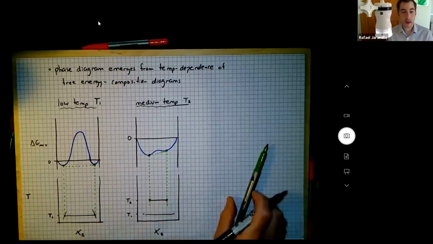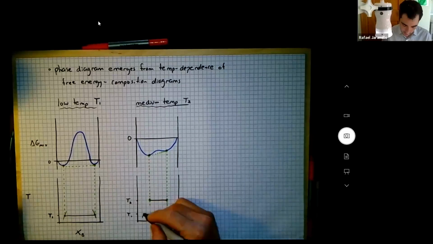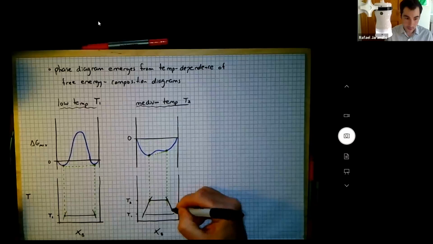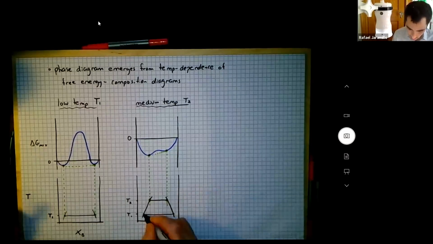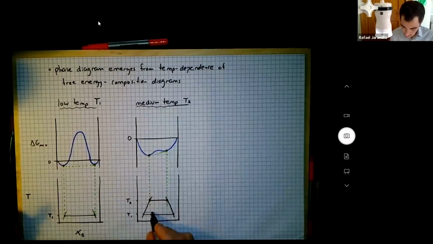And now I'm only drawing discrete points of temperature, but you can imagine this sort of now starts to define a family of tie lines. So I've shown you how the tie lines at T1 and T2 emerge, but you can imagine that as I sweep the temperature, I have a family of tie lines, and this starts to sweep out the two-phase region.